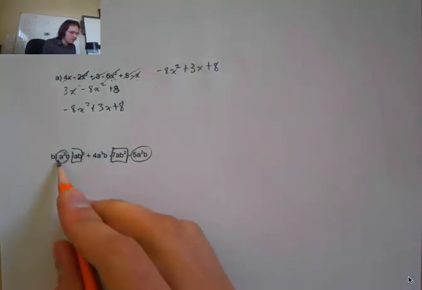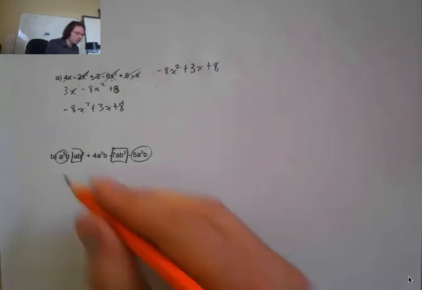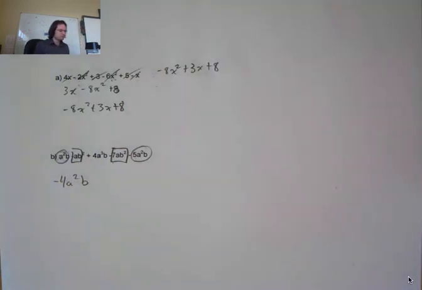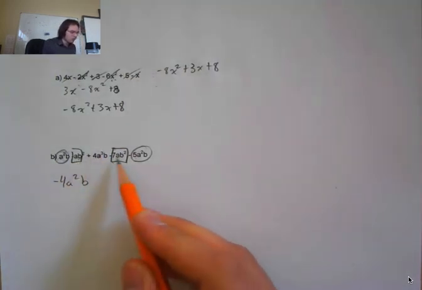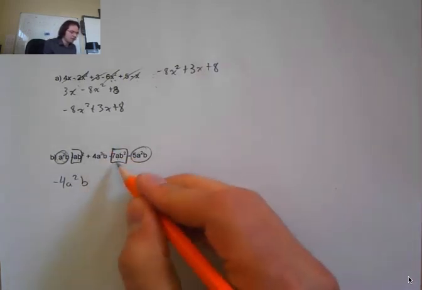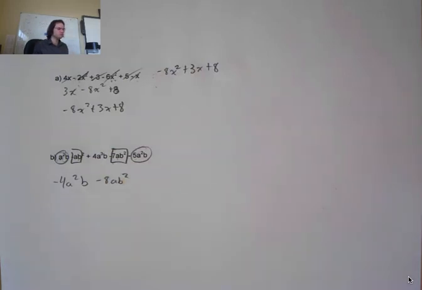So let's first do this. a squared b minus 5a squared b. So if I have a positive a squared b, and then I add a negative 5a squared b, or take away 5a squared b, I'm going to be left with negative 4a squared b. Okay? Now we have ab squared, and that's a negative, and another negative 7ab squared. That's going to give me negative 8ab squared.